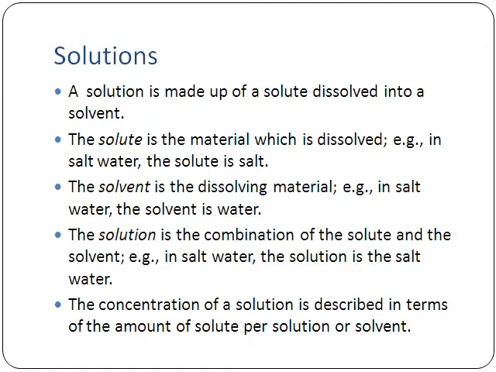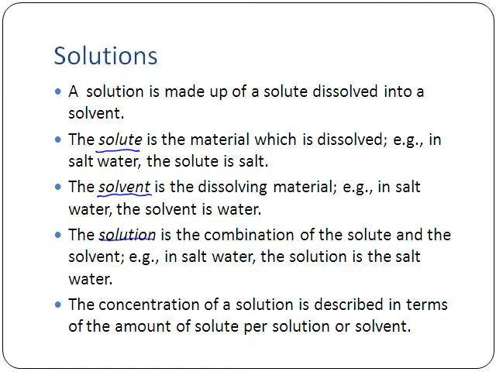But right now, we need to do a little bit of definition about the parts of a solution. A solution is made up of a solute dissolved into a solvent. The solute is the material which is dissolved. If we were talking about salt water, the solute would be salt, because it is the material which is dissolved, and it's the one that is dispersed throughout the other one. The solvent is the dissolving material. In salt water, it would be the water, the material which the solute is dispersed into.